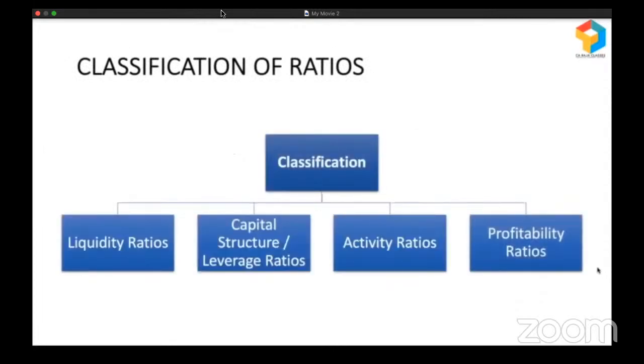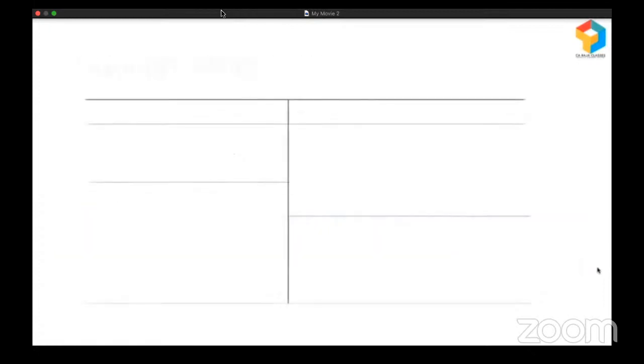Ratios are broadly classified into four categories. They are liquidity ratios, capital structure or leverage ratios, activity ratios, and profitability ratios. First, let's get started with liquidity ratios. Already I explained what liquidity is. Liquidity is basically the ability of the business to meet its short-term expenses and short-term obligations without difficulty.